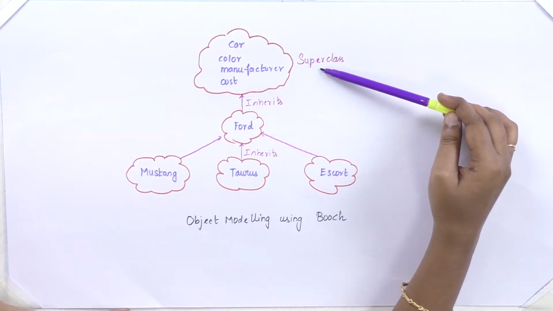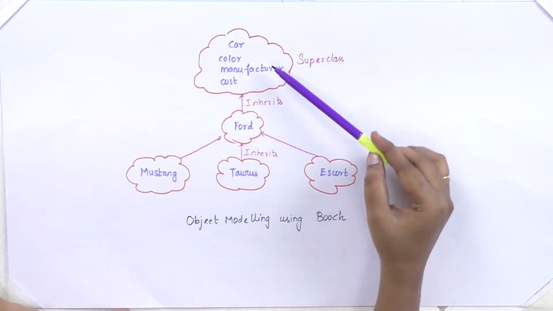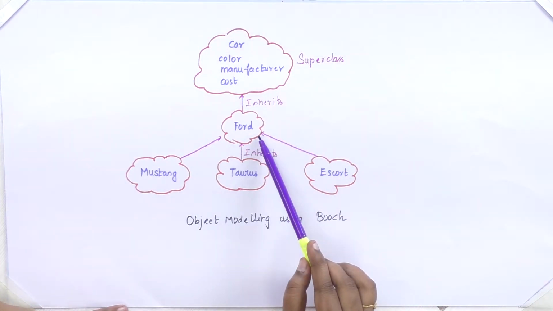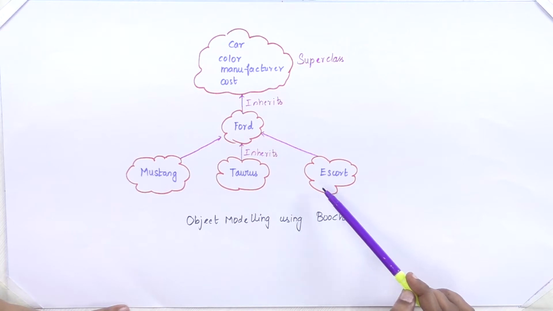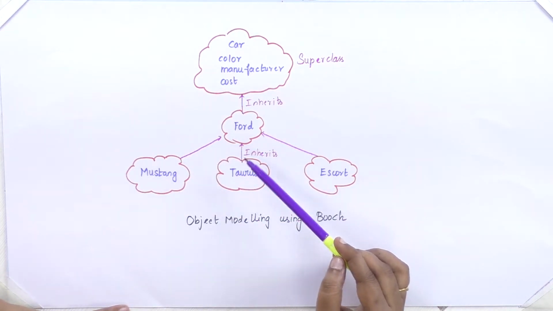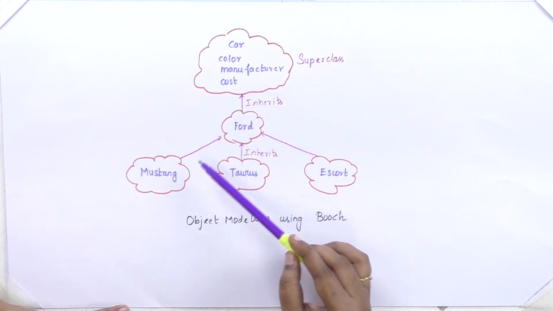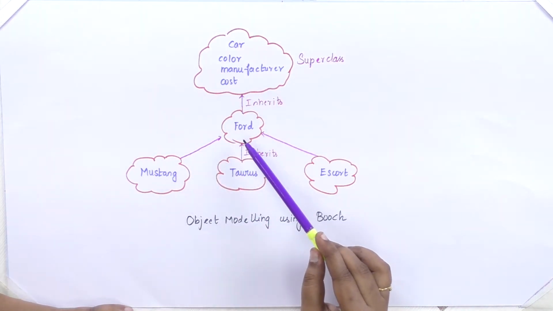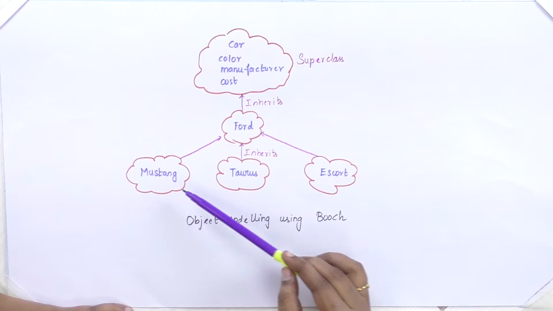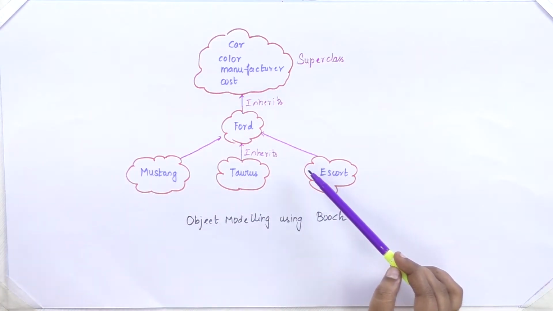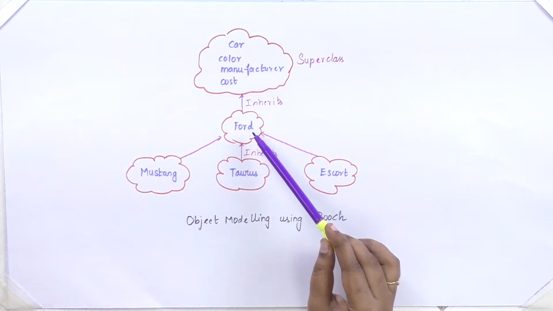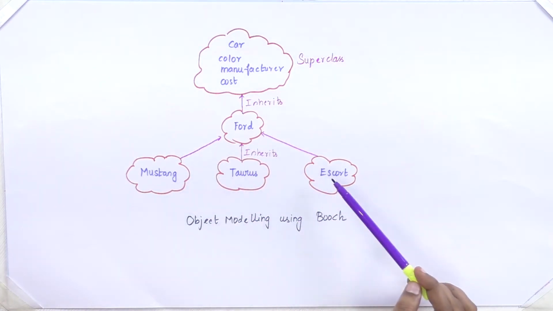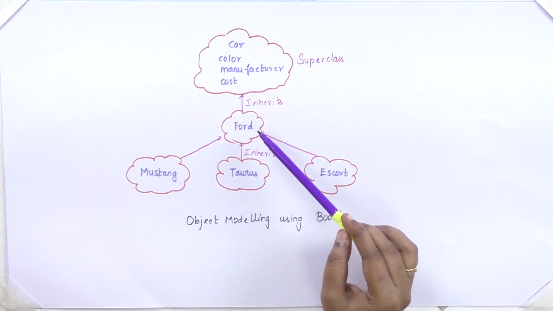Here car is the super class and Ford is inherited from the car class. Similarly Ford is the super class, and Mustang, Taurus and Escort inherit the Ford class. Inherited in the sense that they will be inheriting the variables, attributes and functions of the Ford class. Mustang, Taurus and Escort will be using the attributes and functions of the Ford class. That is why these are called child classes.